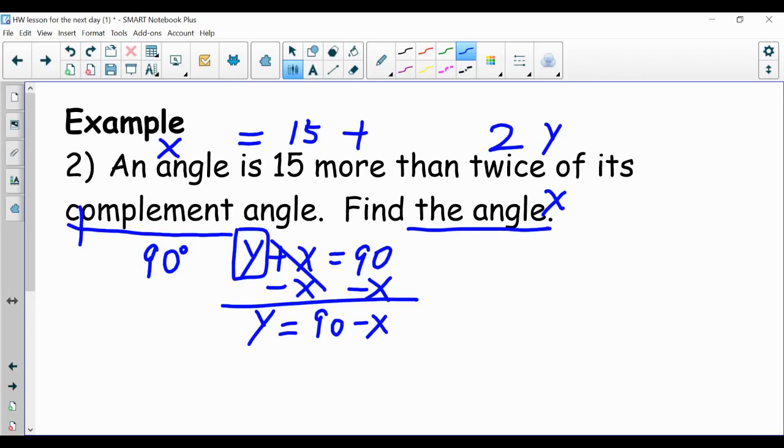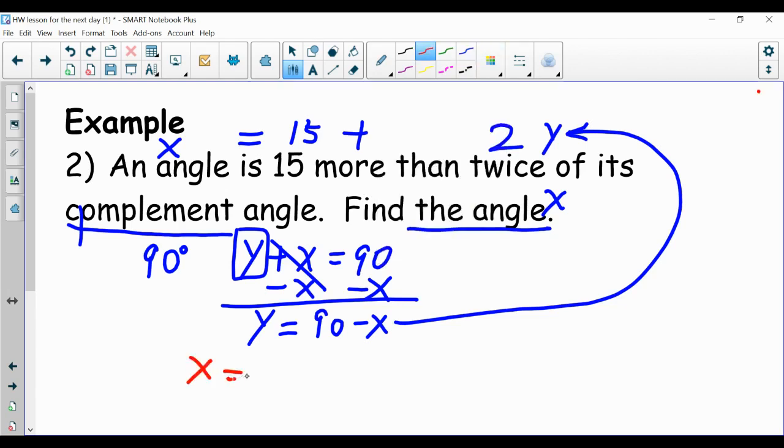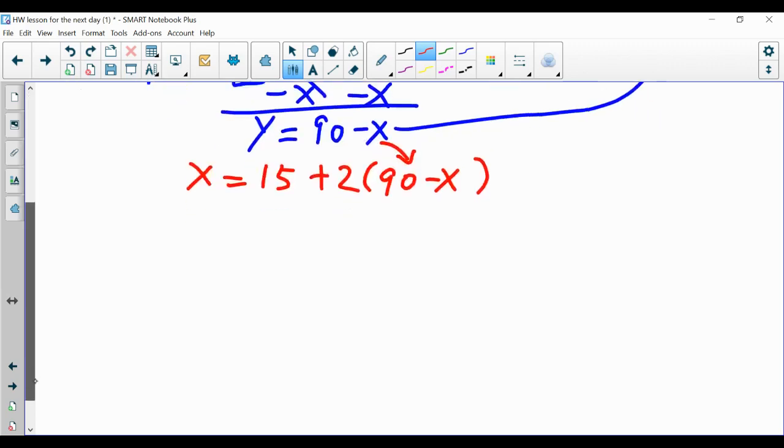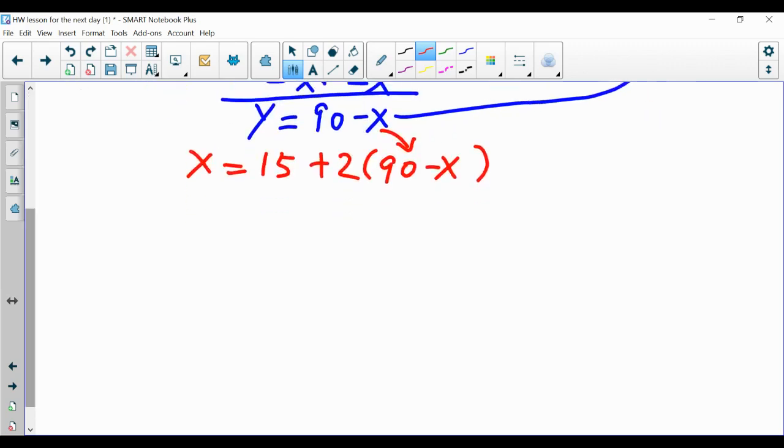Now we are going to use y equals 90 minus x and substitute it into the equation that we set up. We'll substitute it over here. So now we're going to solve: x equals 15 plus 2 times y, and for y we substitute 90 minus x in. Now we can solve it. We're just solving an equation now, and you do the distributive property first, because you need to get rid of the parenthesis first.